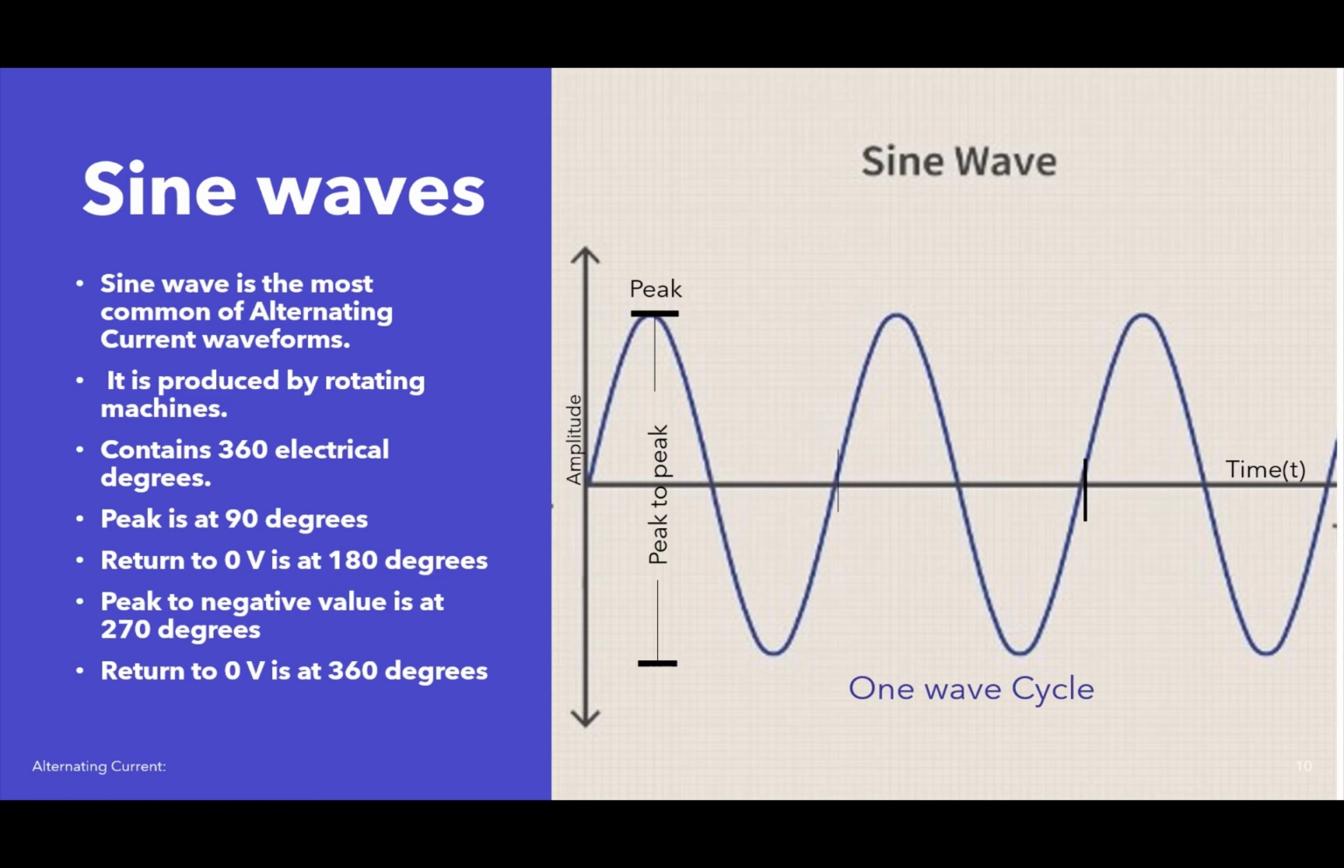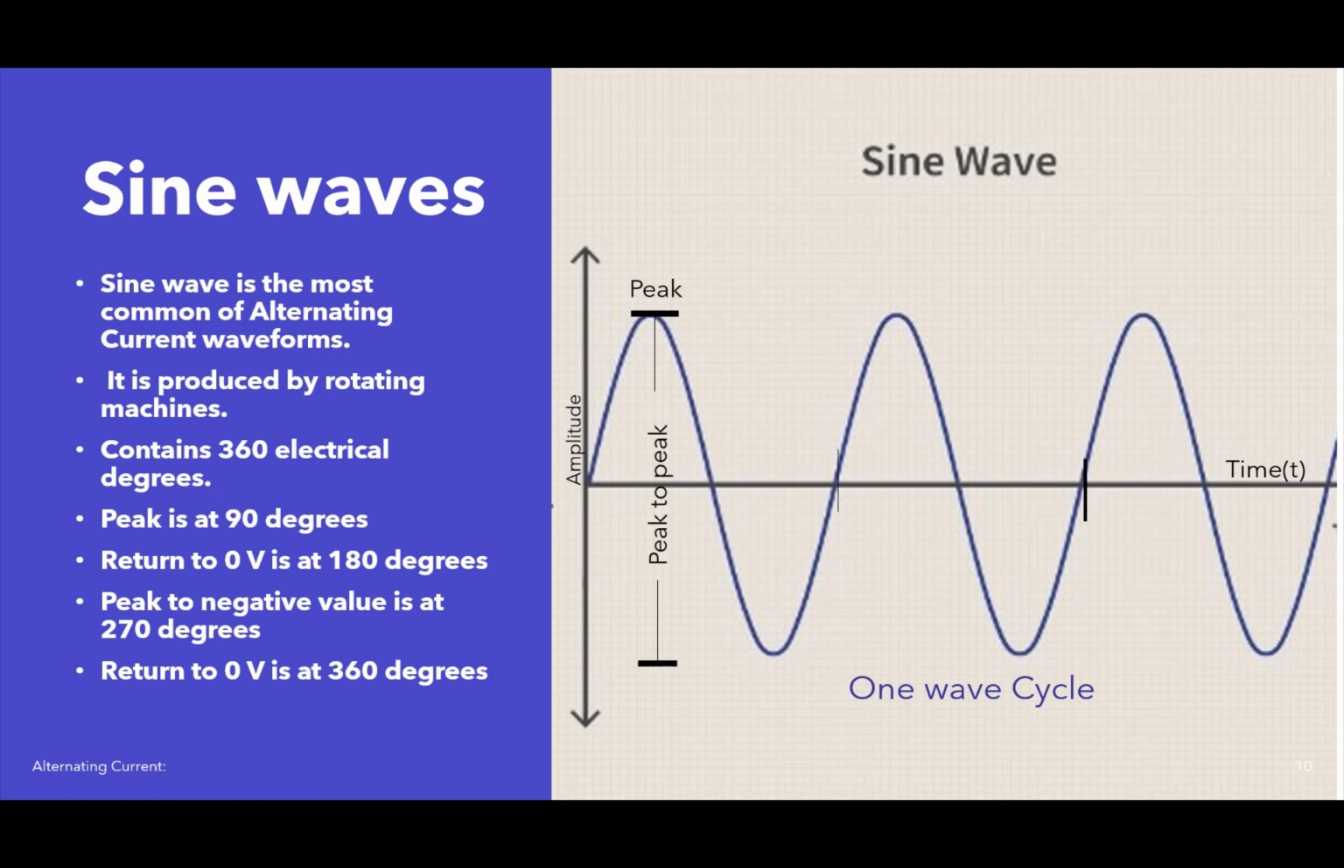The sine wave contains 360 degrees. The peak is at 90 degrees, so this is your 90 degrees right here. Going from 0 to 90 is your peak right there. Coming back to 0 voltage, because this is your amplitude, your voltage there, the 0 voltage will be your 180 degrees.